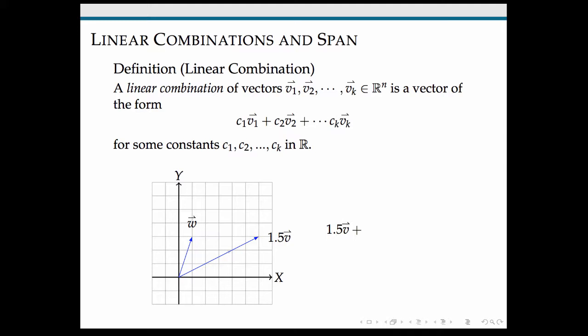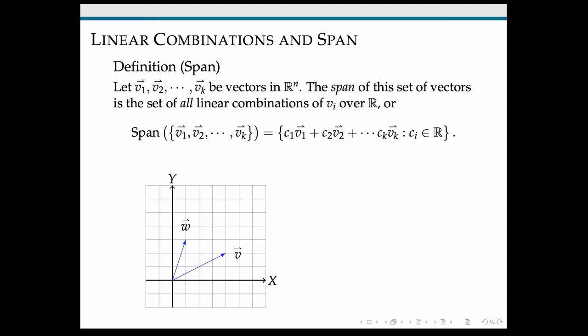So one linear combination in our full set of all such linear combinations is we multiply by 1.5 for our v, we scale down by 0.6 for our w, and then take their sum. So the linear combination of the two vectors that we started with is the new vector 6.6, 4.8. The set of all such linear combinations is called the span of a set of vectors. A lot of our initial studies of systems of linear equations will involve calculating the span of a set of vectors.